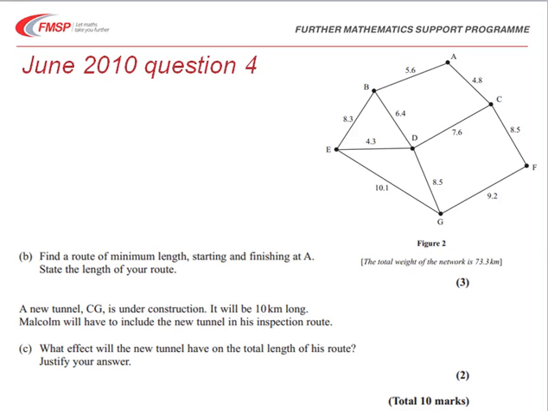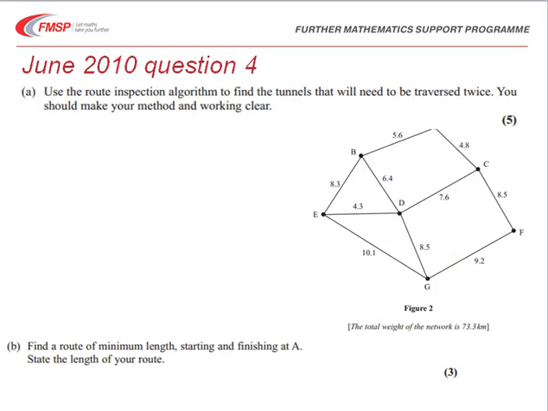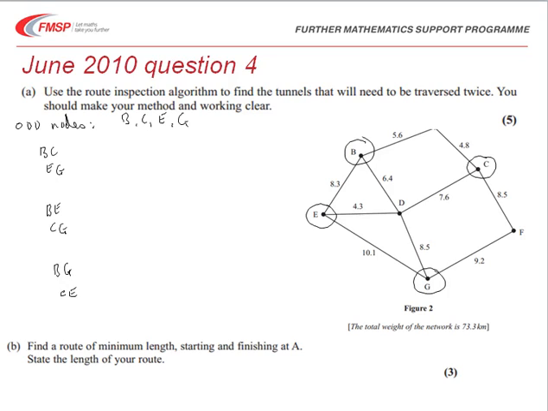So taking these one at a time then, this is a classic sort of route inspection problem. The first part of the procedure is always to identify the odd nodes. Looking at those, the odd nodes are B, E, C and G. We should just write down what they are. Odd nodes are B, C, E and G. Pairing those, they can be paired together firstly as BC and EG, or alternatively as BE and CG, and finally BG and CE. So three possible different pairings.